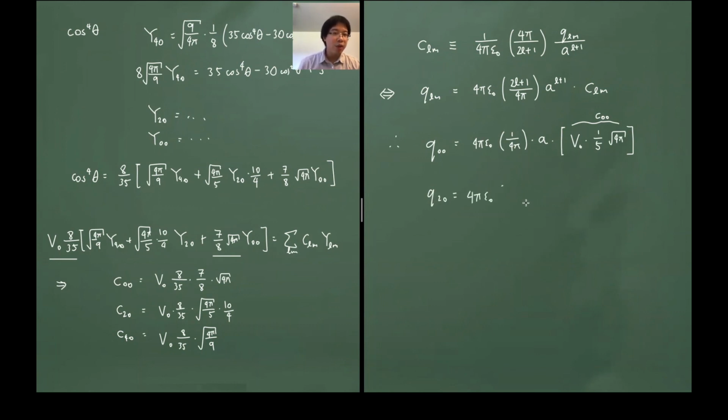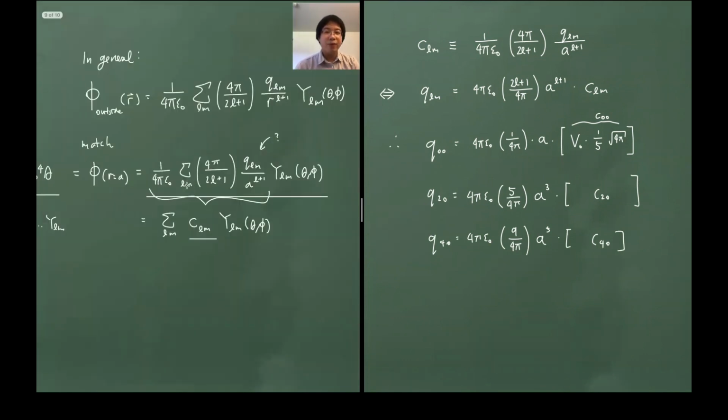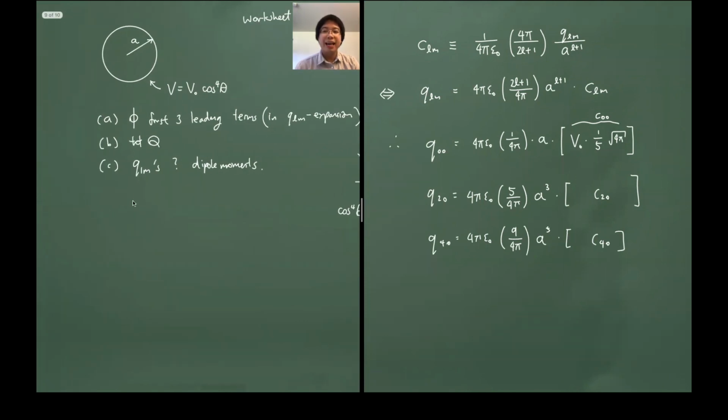The next one will be now L equals 2. So I'll have 5 over 4 pi and A to the power of 3. And we will plug in the corresponding C20 over here. And finally, this is 4 pi epsilon naught. L equals 4, so I'll have 9 over 4 pi over here. And A to the power of 5, and plug in whatever the C40 is over here. So that will give me all the Qs. And basically, we are done. We just have to package the things up together.